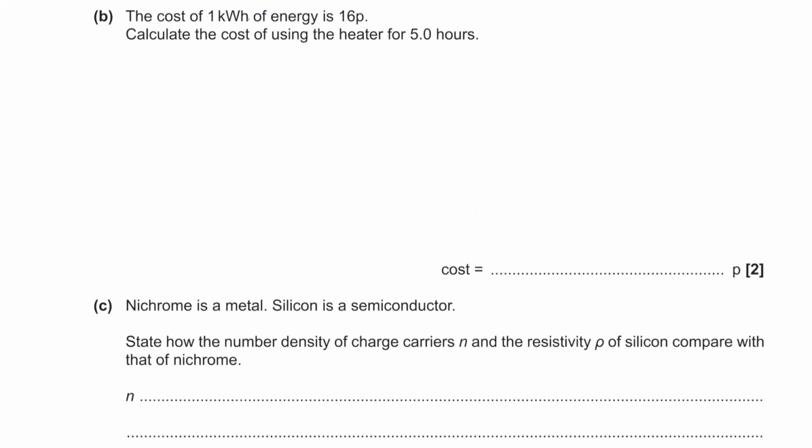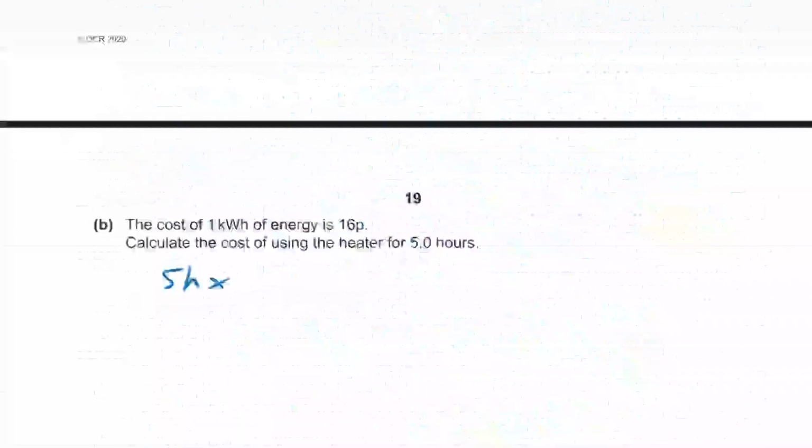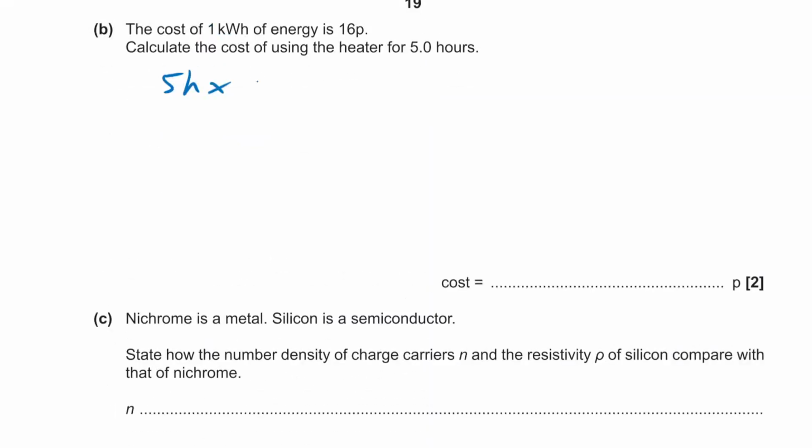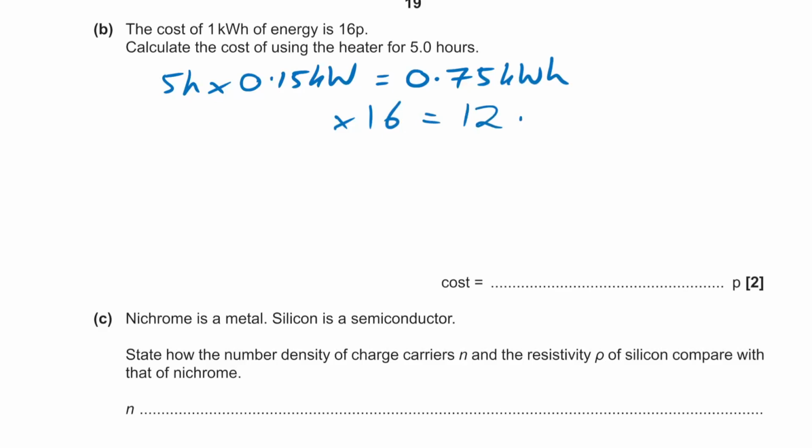Cost of 1 kilowatt hour is 16p. Calculate the cost of using the heater for 5 hours. So a couple of ways you can do this, but let's just do 5 hours times by the power. We've already got the power, which was 150 watts. So I'll tell you what, let's put it in kilowatt hours. So there's 0.15 kilowatt. If you just take your number of kilowatts and times it by that, you'll end up with 0.75 kilowatt hours. Times that by 16p. It's just going to be 12p.